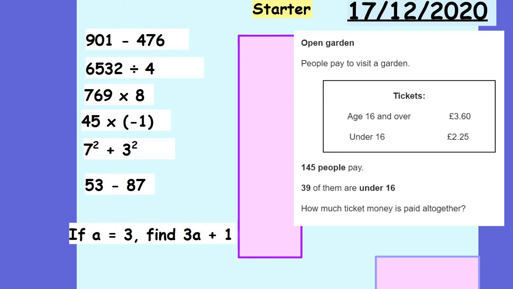Let's start off with a quick starter, shall we? Can you work out these 7 questions for me in your rough books or on your mini whiteboards or on a scrap piece of paper, whatever you have to hand? And if you finish, can you have a go at my extension question on the other side of the board? Please pause the video for 5 minutes or so and have a go at those questions now.